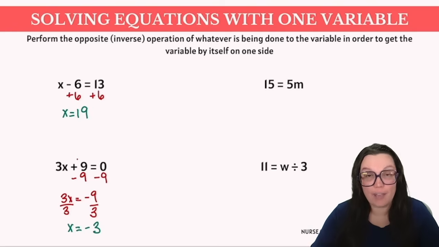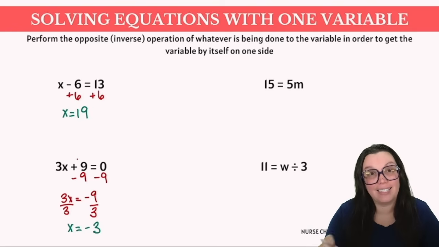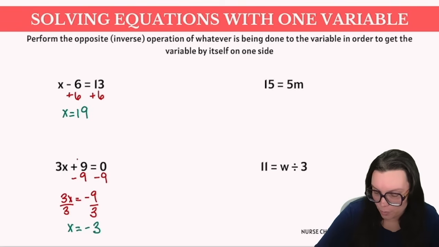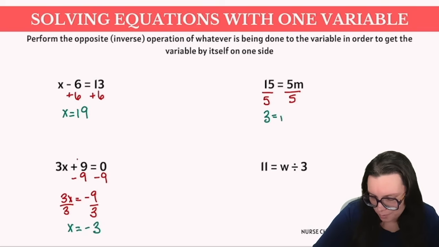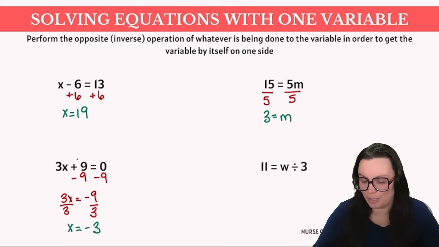In our next example, we have 15 equals 5m. Again, we want to isolate that variable, which is our m. So we're going to divide both sides by 5, and that is going to give us 3 is equal to m. And our last example may seem a little bit tricky, but actually it's really quite simple.